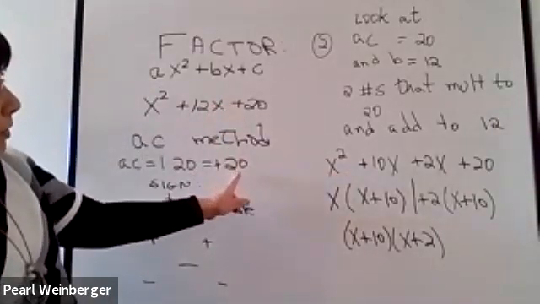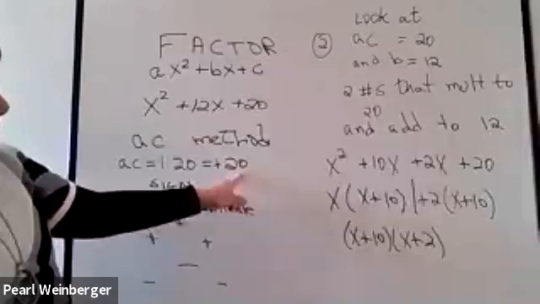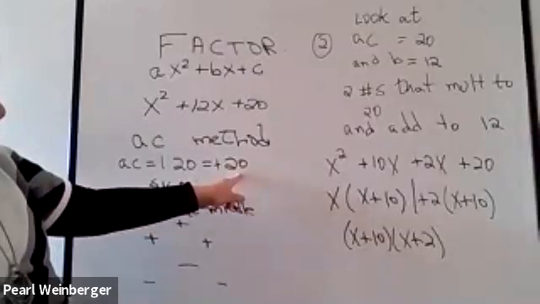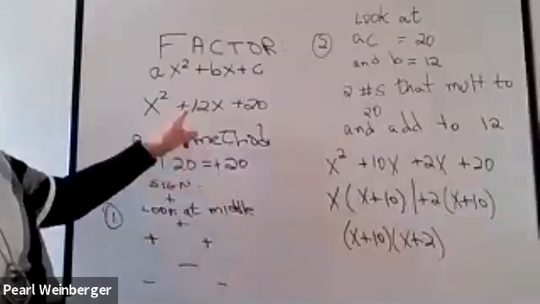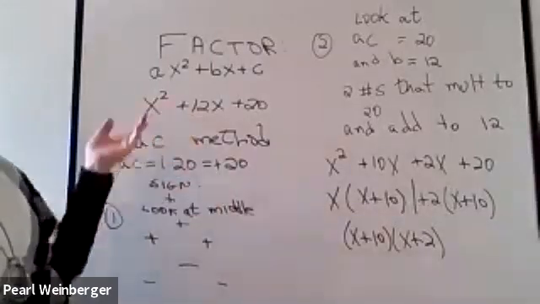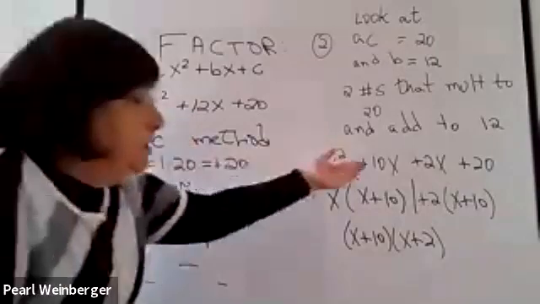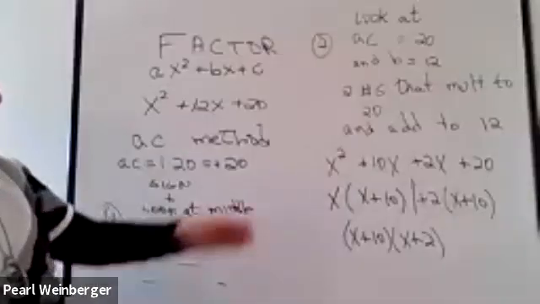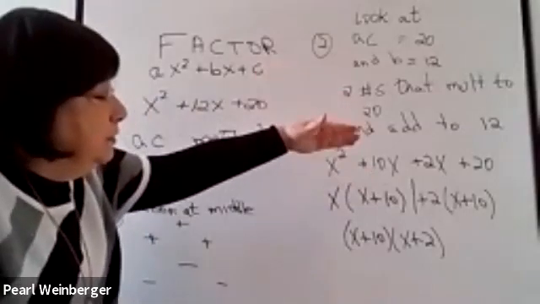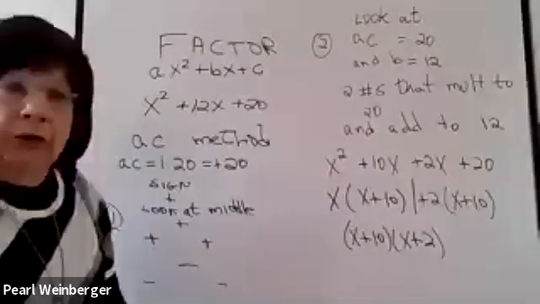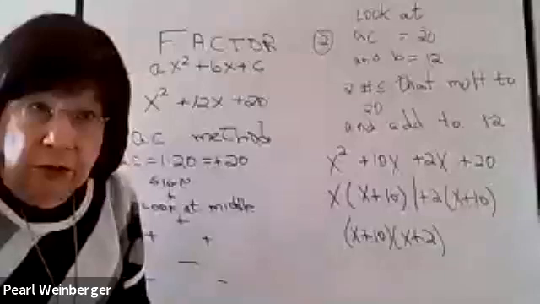I then look for 2 numbers that multiply to this AC, which is 20, and this is plus, add to that middle term, which is 12. We found that to be the 10 and the 2. And then we broke up the 12x into the positive 10x and the 2x, and then just did our grouping method.